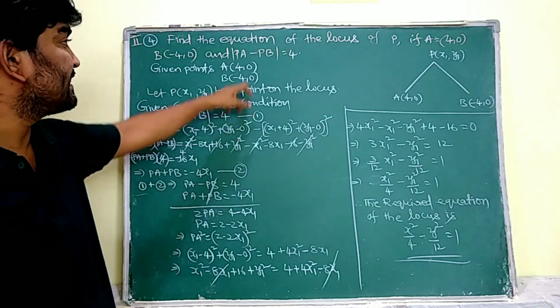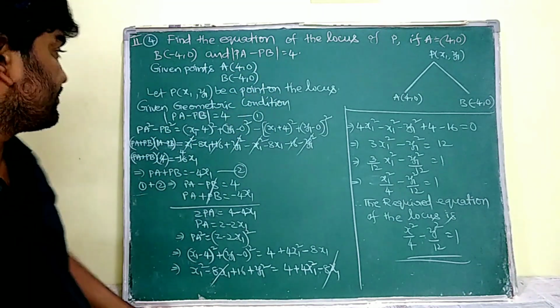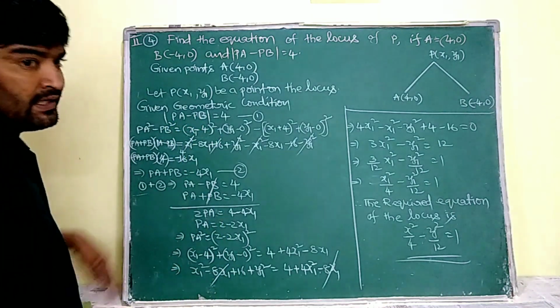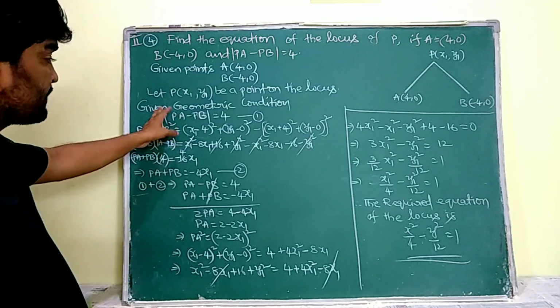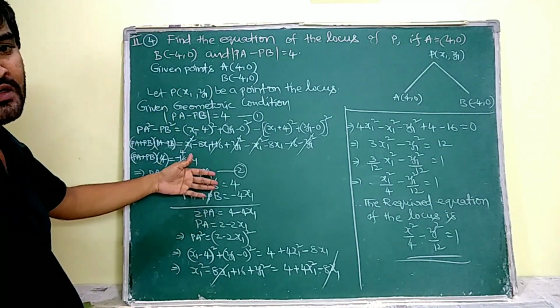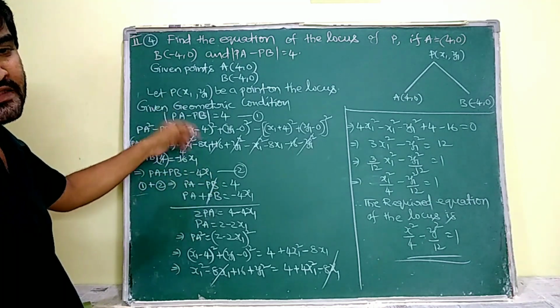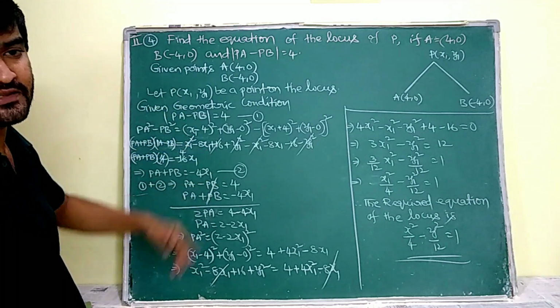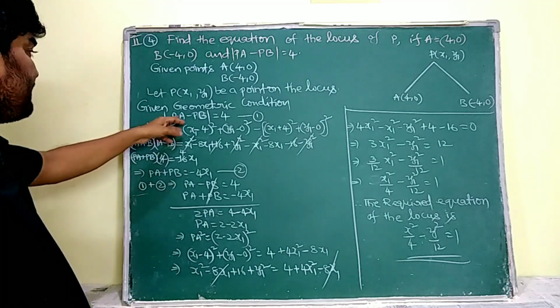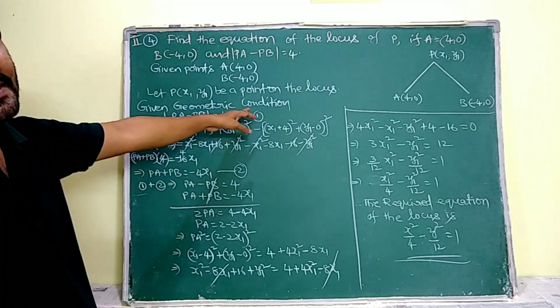Given geometric condition is PA - PB is equal to 4. That is why here I am going to write PA - PB = 4. Here you may directly do squaring on both sides and simplify it. Then also you are going to get the equation of the locus. But that is somewhat lengthy comparatively for this problem. Okay. Now PA - PB is equal to 4. Let this be equation 1.